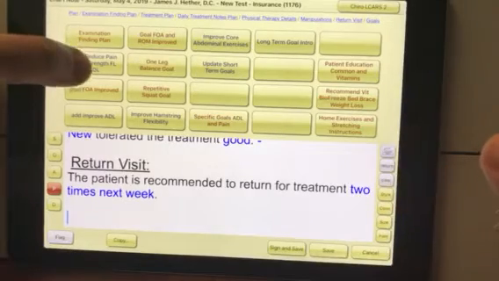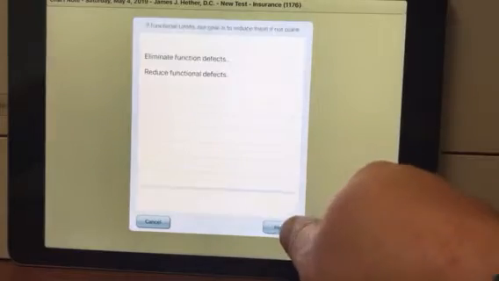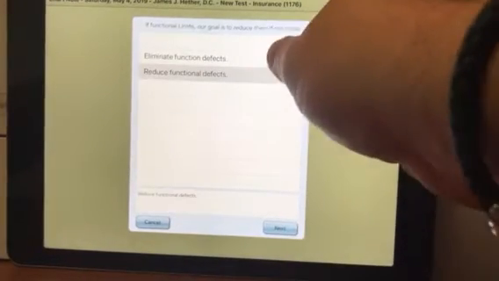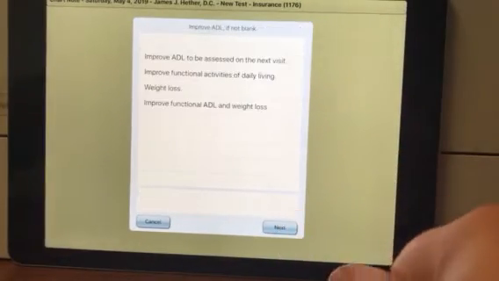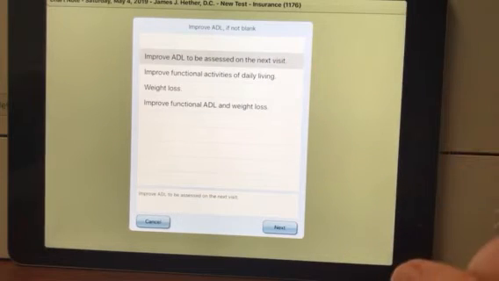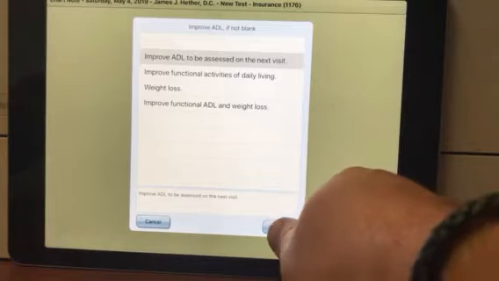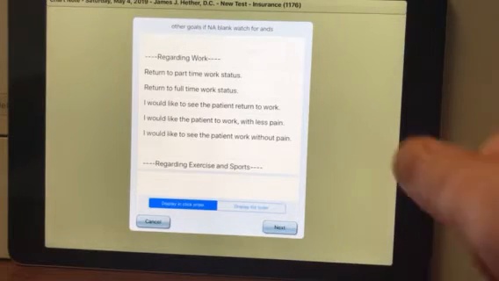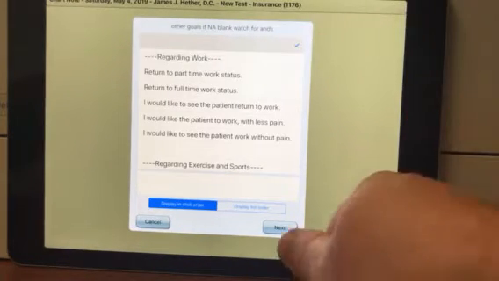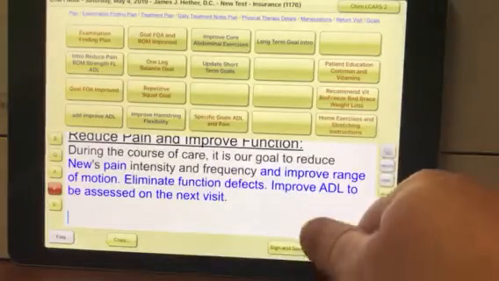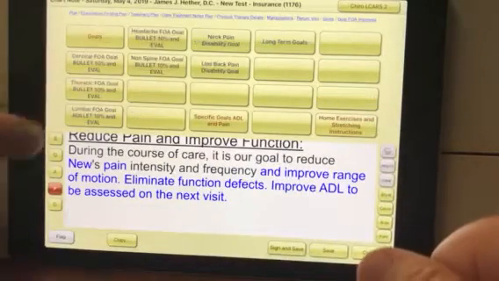Again, we want to get the person out of pain, increase their range of motion, and we want to also eliminate their functional deficits. And we're going to ask them to do ADLs on the next visit, the activities of daily living. I'll show you what that looks like in just a moment. So from there, we go under next, and we're not really having the patient be out of work, so we can skip that one, and it goes right into our specific goals.